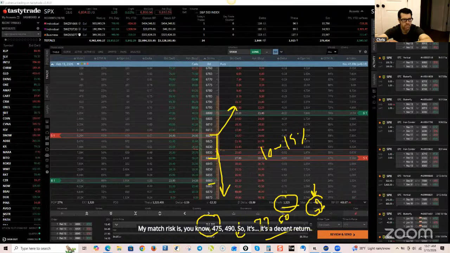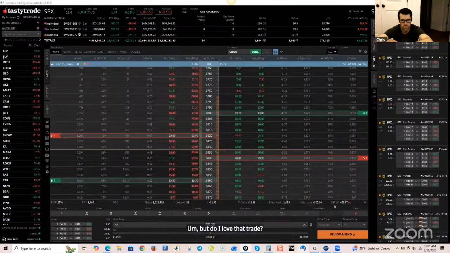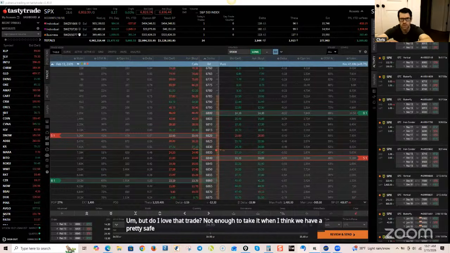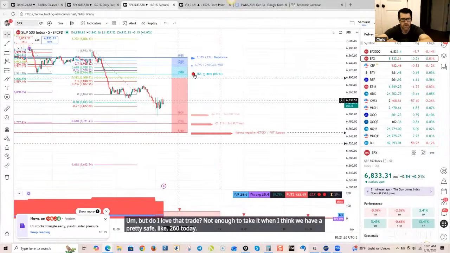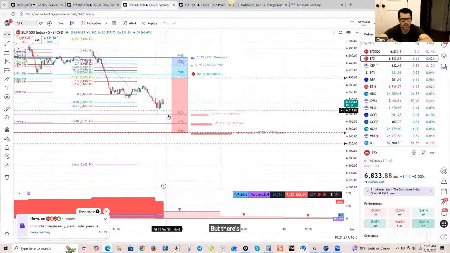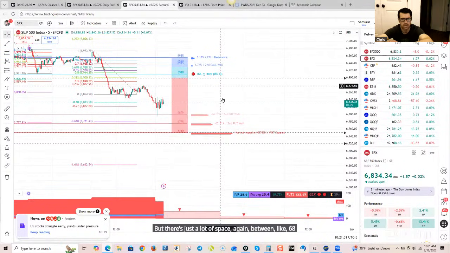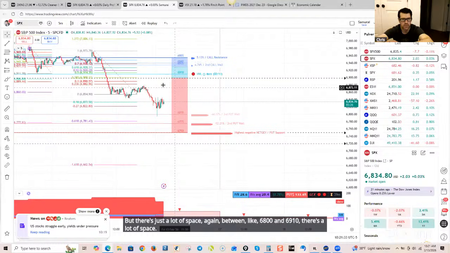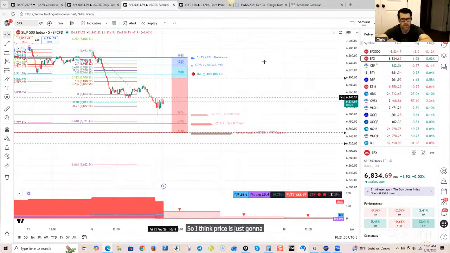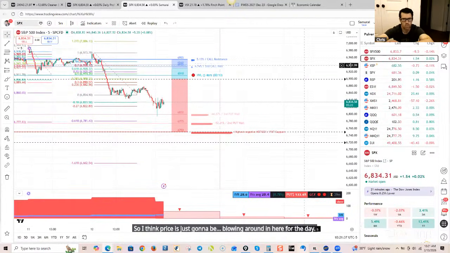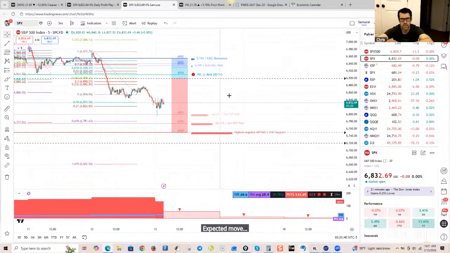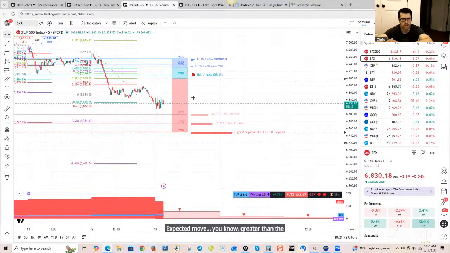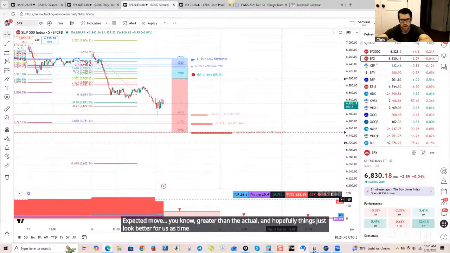But do I love that trade? Not enough to take it when I think we have a pretty safe 260 today. There's just a lot of space again between like 6,800 and 6,910. There's a lot of space. So I think price is just going to be flowing around in here for the day. Expected move greater than the actual, and hopefully things just look better for us as time passes.